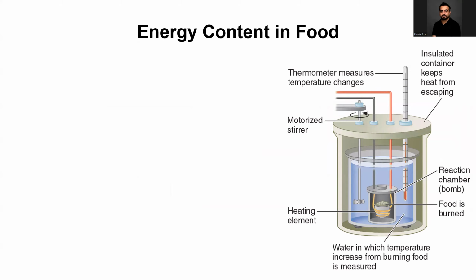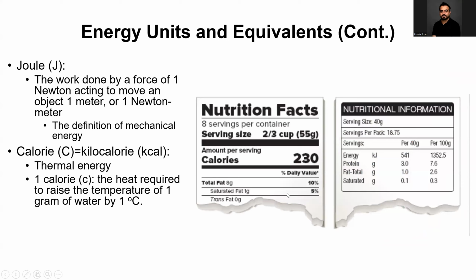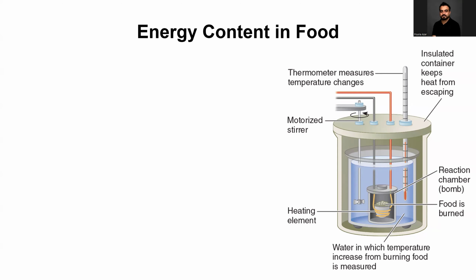And here we have the energy content in food, like how we measure the energy content in food. For example, in this nutrition fact label, you might be wondering how we know that this food product, per one serving size, has 230 calories. How do they measure this? How do they know this? So they use this one.